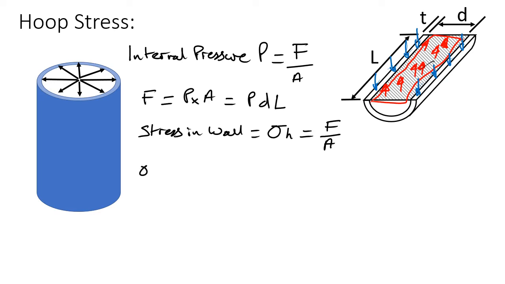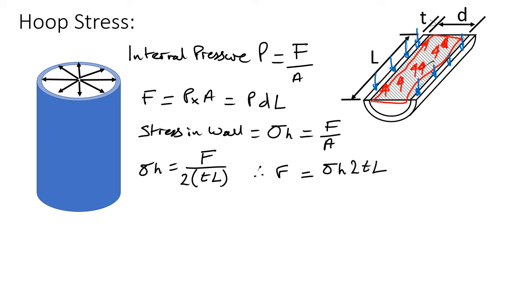And in this case our hoop stress is going to be our force over the area of the cylinder wall. Well, it's the thickness T multiplied by L, and there's one at each side, so it's 2TL. So our stress becomes force over 2TL. If we rearrange that to make the force the subject again, we could say that force equals our hoop stress multiplied by 2TL.